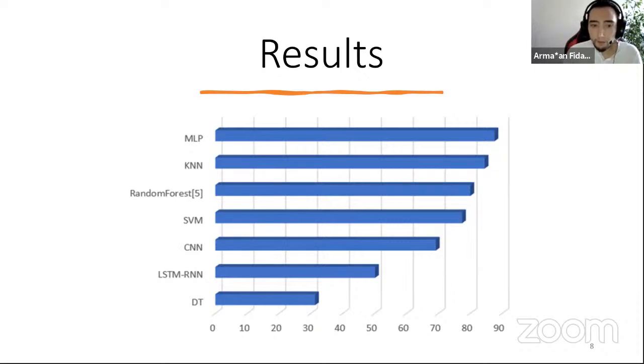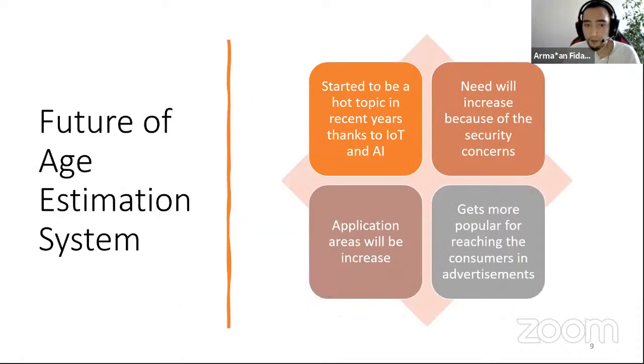And for random forest, we couldn't run the cross validation because of our computer systems, so we took it from another literature, and that literature found near to 80 accuracy on the random forest, and the others are as shown in the figure. And the application of age estimation systems will be increasing over time because of the IoT and the AI field, and the security concerns will be becoming bigger and bigger, especially in the bank systems.